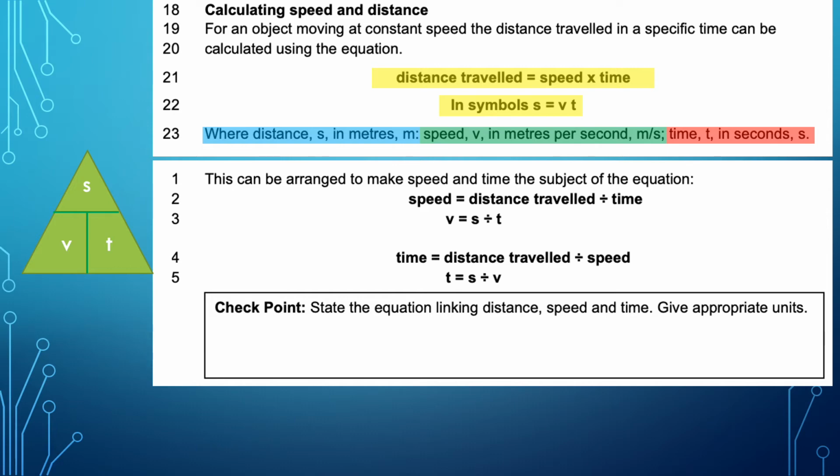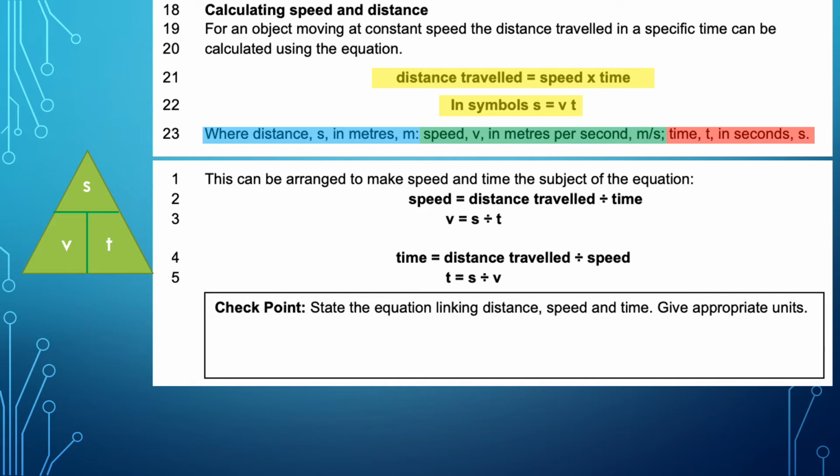You just take out the direction, right? Because distance doesn't take into account the direction. So that's why we use S. And I've put the triangle onto the left side there where you have S at the top and V and T at the bottom. And that's just to help you out if you need help rearranging equations.